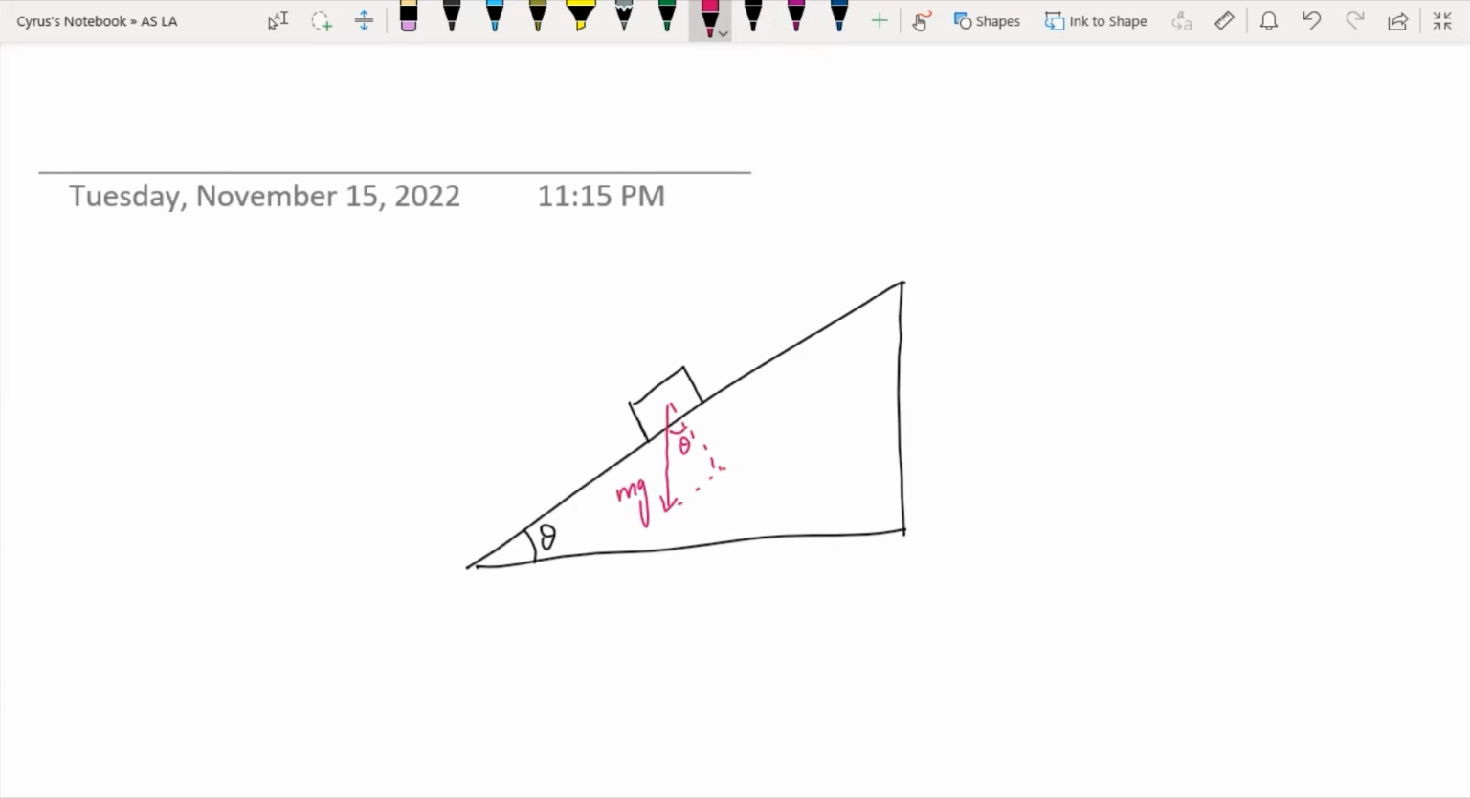This is mg cos theta. This one, which is exactly opposite the angle, is mg sin theta, right? Now if a forward force is acting here, which is F, and the frictional force, I'll call it frictional force and drag. Frictional force plus drag force, let's call that force collectively F, right?